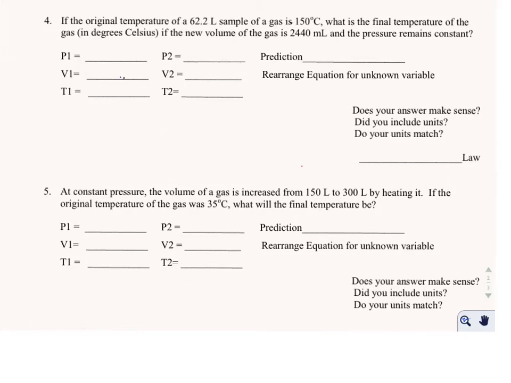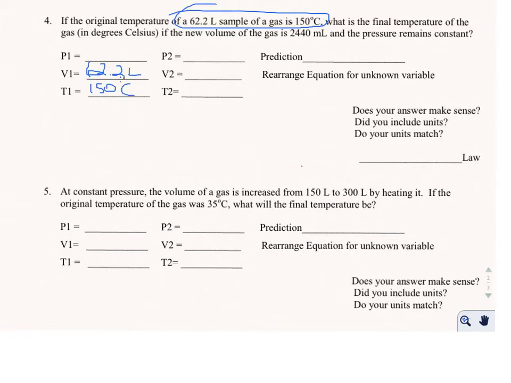To solve the gas law problems, list your givens. In this problem, the original temperature of 62.2 liters of a gas at 150 degrees Celsius, 62.2 liters is our volume, 150 degrees Celsius is our temperature.